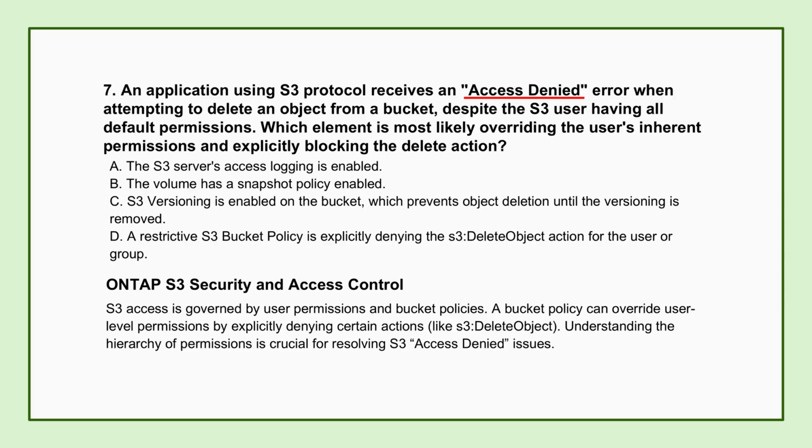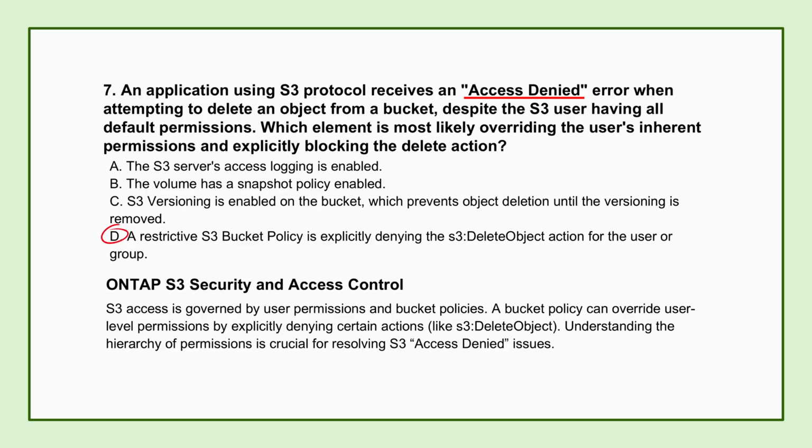This boils down to the rule of precedence in security policies. Explicit denial almost always overrides general permission. Meaning, even if the user or their group has broad permissions, there's likely a more specific S3 bucket policy in place. And that policy probably contains an explicit deny rule for the S3 delete object action targeted at that specific user or group, or maybe under certain conditions. So a specific no, you cannot delete, rule in the bucket policy trumps the general yes, you can do things, permission the user has. Precisely. Denial wins.